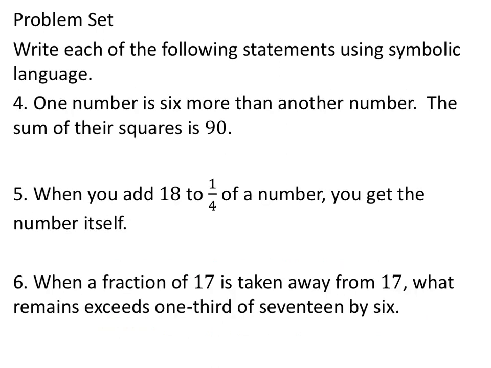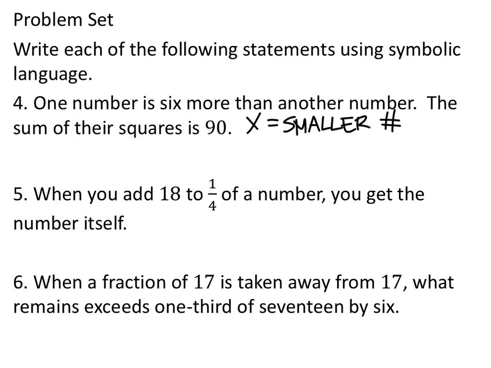All right, number 4: one number is 6 more than another number. The sum of their squares is 90. Take 1 minute and see if you can write that equation and define the variable with your neighbor. Since one number is 6 more than another number, and the sum of their squares is 90, I'm going to say x is one of the 2 numbers, and one's bigger than the other. I'm actually going to say that x is the smaller number. So the one number is 6 more than the other, which means it's the larger of the 2.